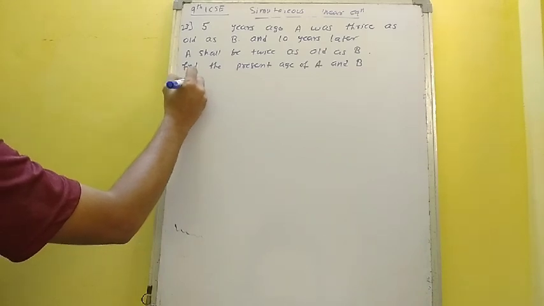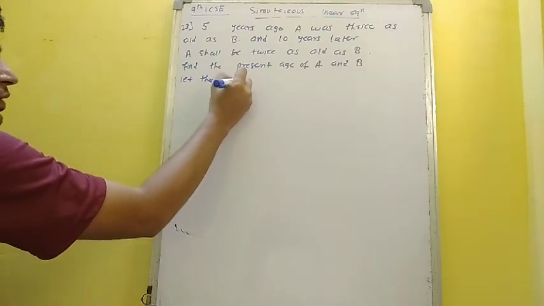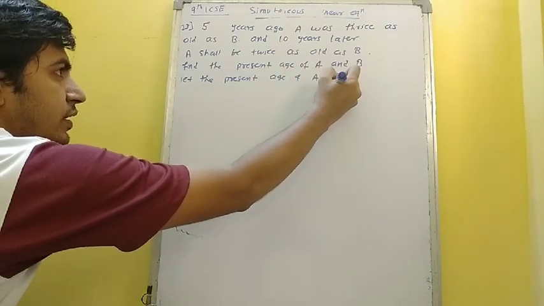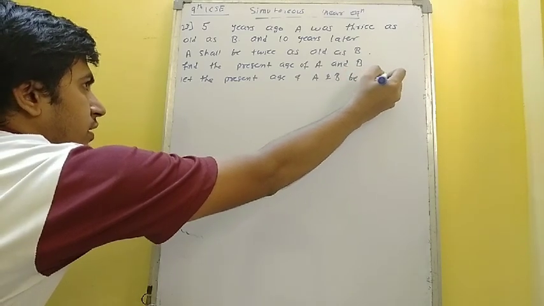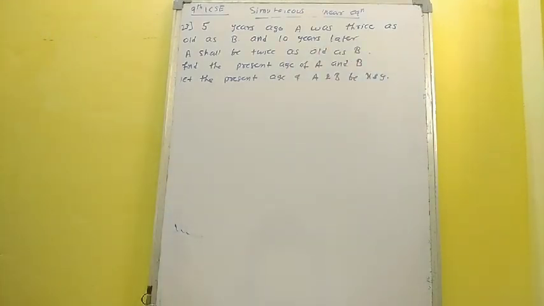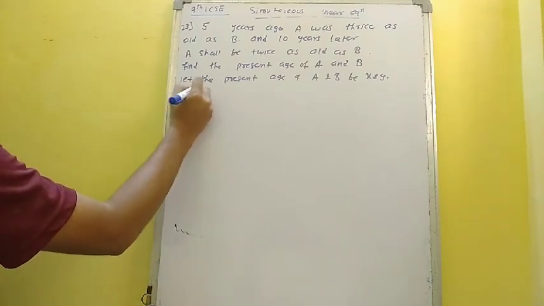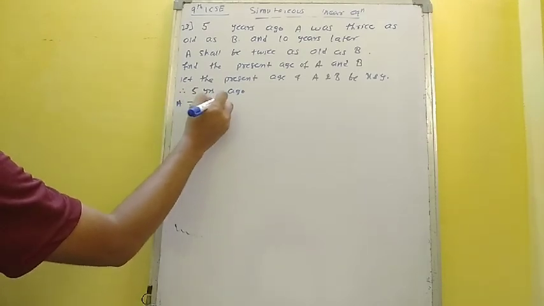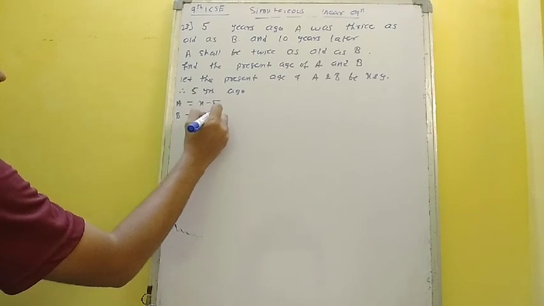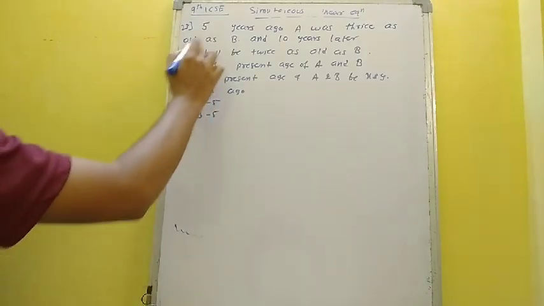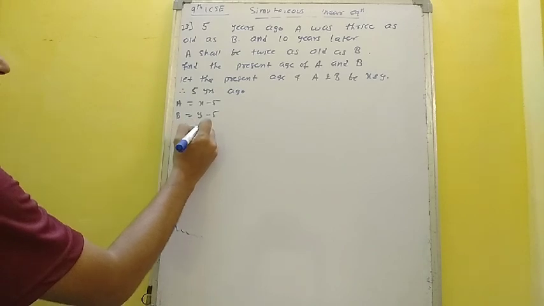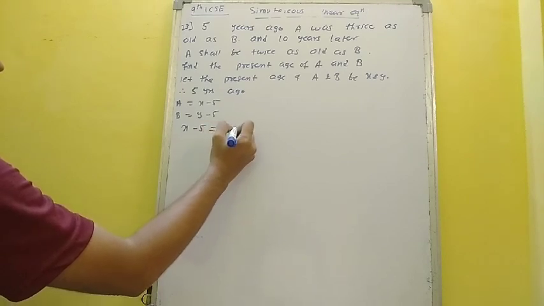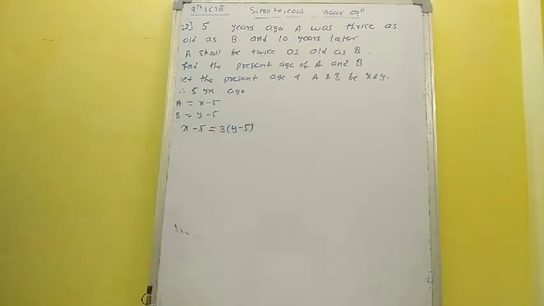So we'll let the present age of A and B be X and Y respectively. Therefore 5 years ago, A's age will be X minus 5 and B's age will be Y minus 5. A was thrice as old as B, so X minus 5 equals 3 times Y minus 5.